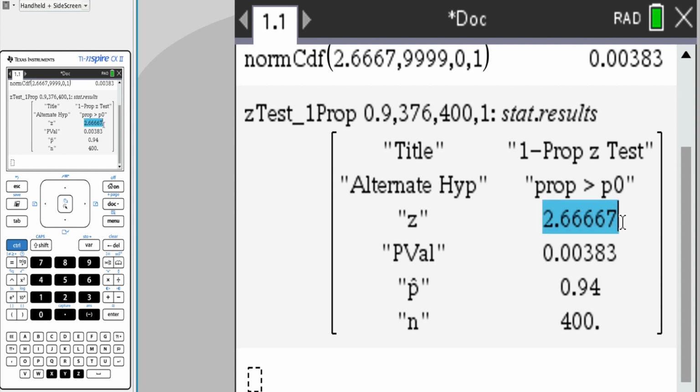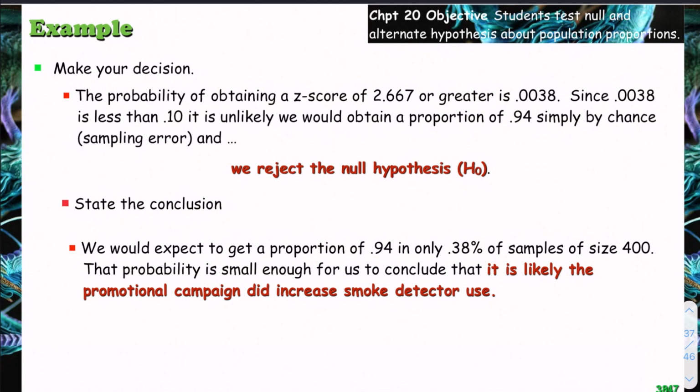I get my z-score. So as long as you give me the setup for it, you can jump here. I get my p-value. Again, as long as you give me the setup, you can jump here. I have my p hat, which is 0.94, and my n, which is 400. So this is everything I need from the calculator side.